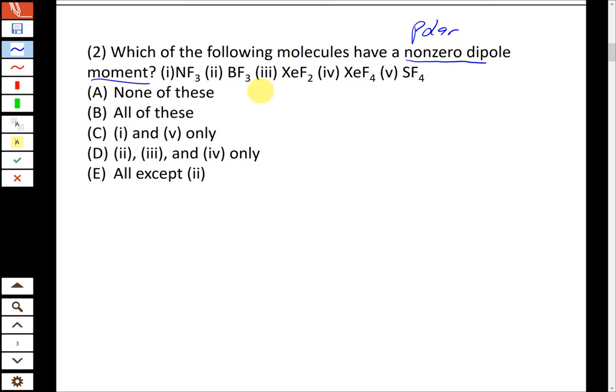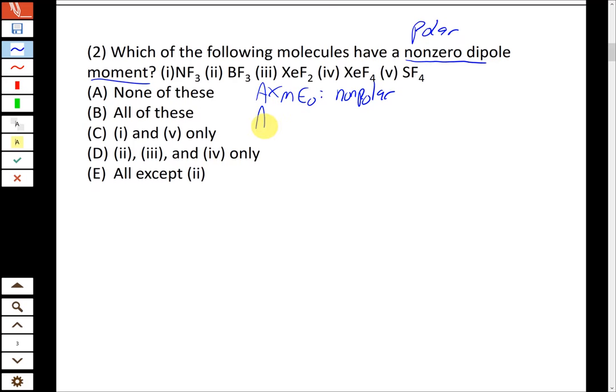So in general, what we'll find is that if we have an AXmE0 structure, which means we have no lone pairs on the center atom, that's going to be nonpolar no matter what the total number of electron groups is. So if it's AX2, AX3, AX4, AX5, AX6, if there's no lone pairs on the center atom, it's going to be nonpolar, as long as all the outer atoms are the same.